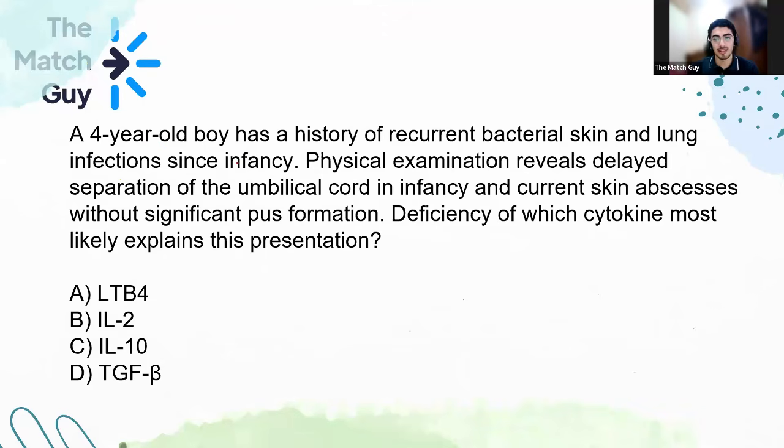A 4-year-old boy has a history of recurrent bacterial skin and lung infections since infancy. Physical examination revealed delayed separation of the umbilical cord and skin abscesses without pus. Deficiency of which of the following cytokines is most likely the explanation of this presentation?